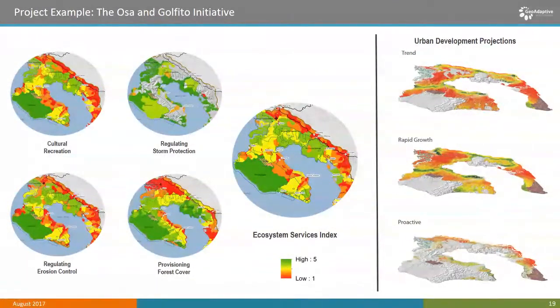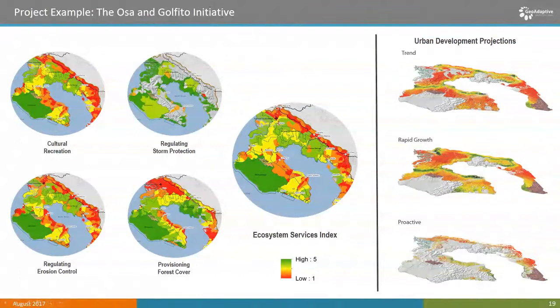A few different analyses we did as part of this project. One was looking at different types of ecosystem services and how they overlap with each other in order to identify areas of the region where there are more combinations of ecosystem services being provided, some where there are less and it might be more suitable for development. We also looked at the urban development projections as well as the agriculture projections to see which areas would be most impacted by those in the future.